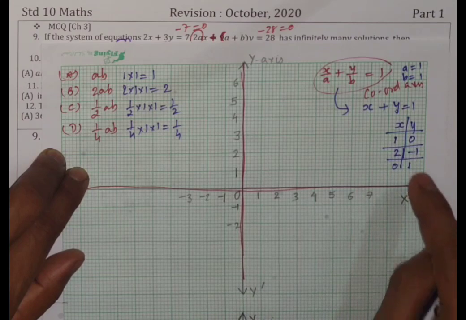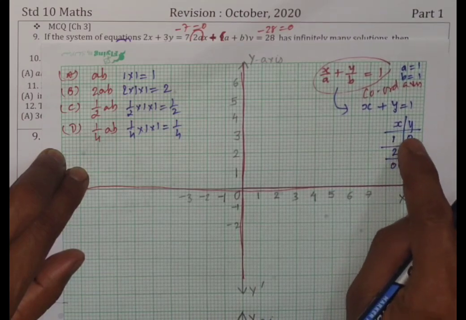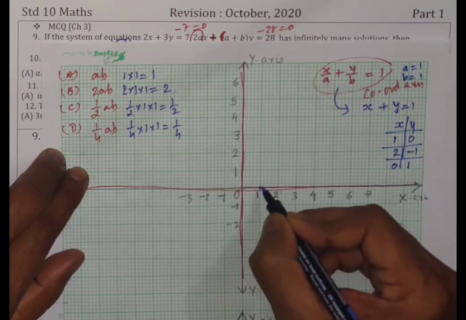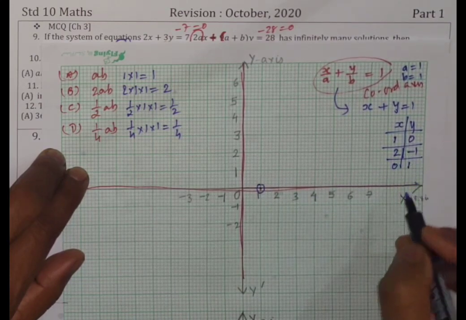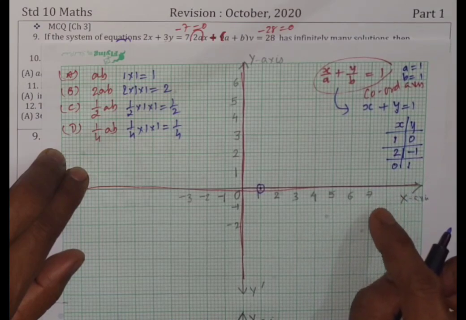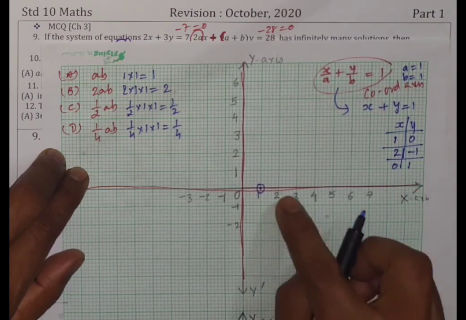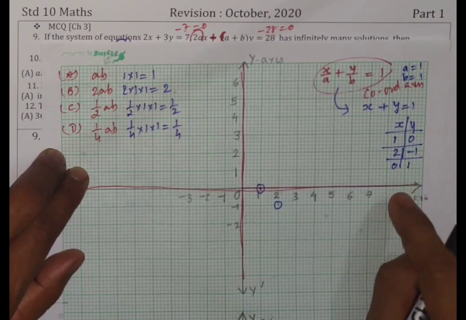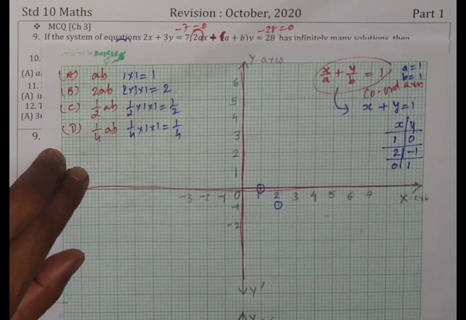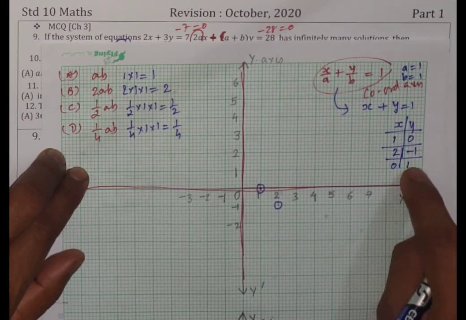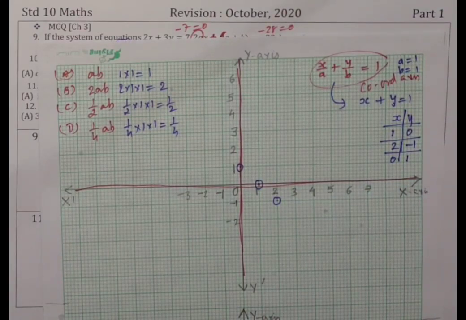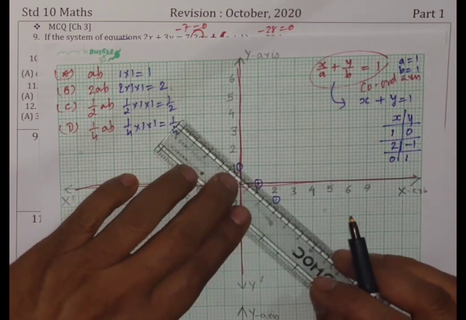Let's plot these 3 points. (1, 0): the y coordinate is 0, so it is on the x-axis. Where is 1? Here. This is (2, -1). That will be in which quadrant? Fourth quadrant. 2 is here, -1 is here. So this is the point. And (0, 1): the x coordinate is 0, so the point should be on the y-axis. And where is 1 on the y-axis? Here. So this is the third line, children. This is our third line. This is going to be the third line.